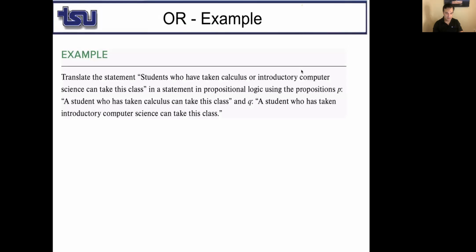Okay, let's take a look at this example. Translate the statement: students who have taken calculus or introductory computer science can take this class. Okay, so what do we have here? We have OR, right? So P is a student who has taken calculus can take this class, and Q is a student who has taken introductory computer science can take this class. And when you combine them with OR, you can simply say students who have taken calculus or introductory computer science can take this class.